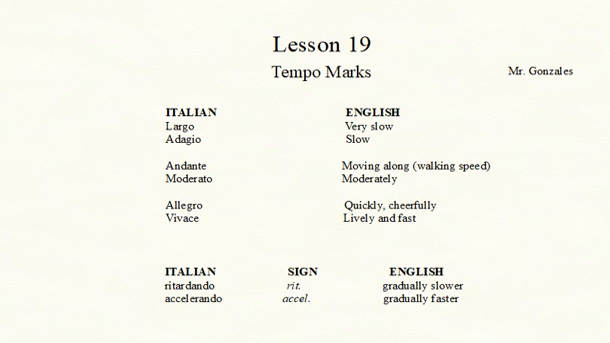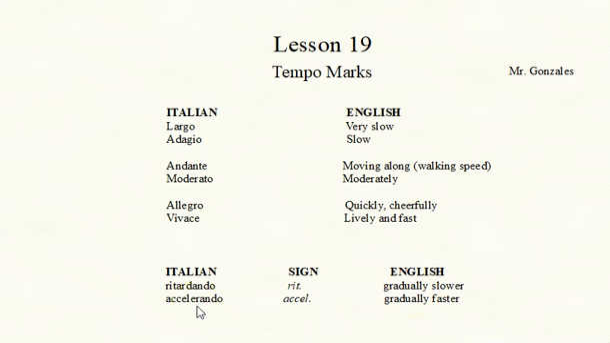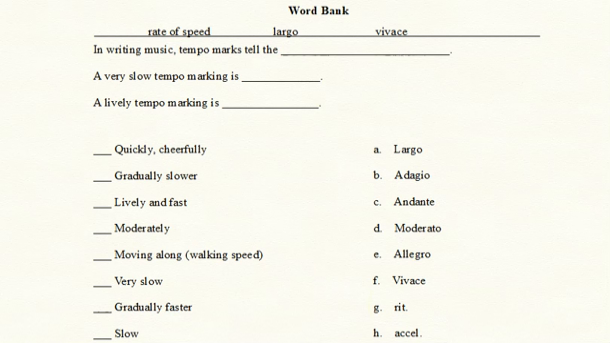Now let's talk about terms that tell us about a gradual change of tempo. Terms used to indicate a gradual change of tempo are: here we have the Italian word ritardando, its sign, and its English meaning, gradually slower. Here we have the Italian word accelerando, its sign, and its English meaning, gradually faster. Let's take a look at some exercises.